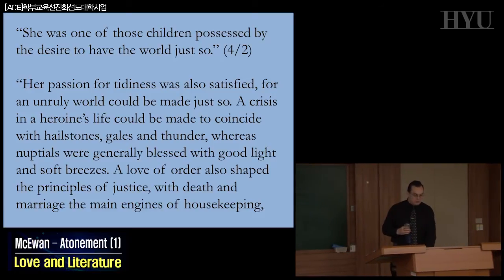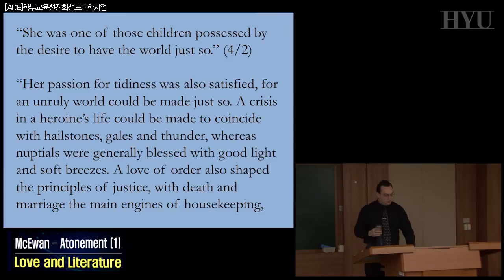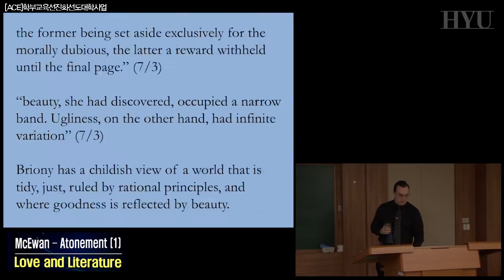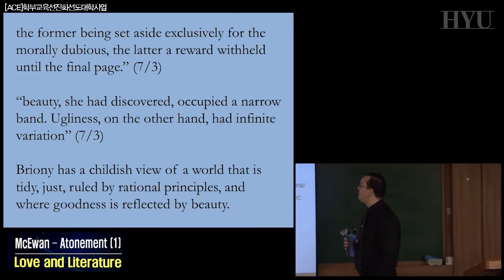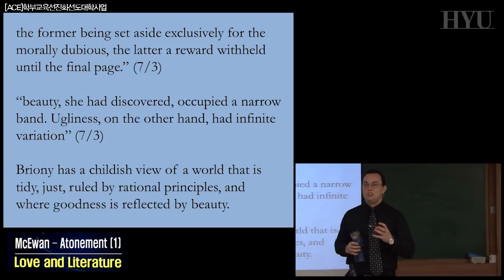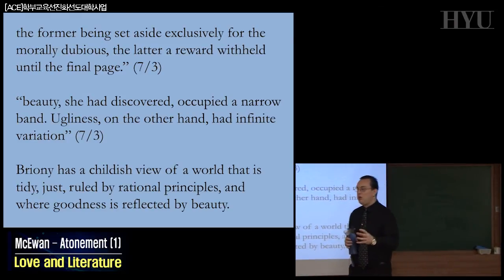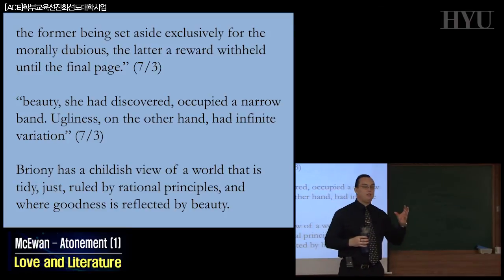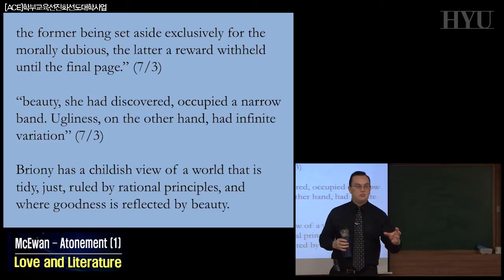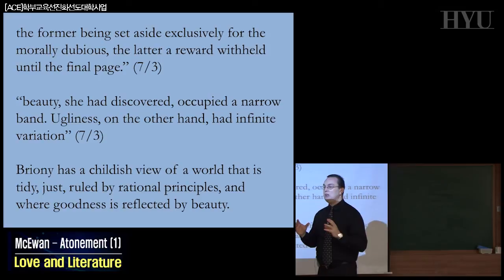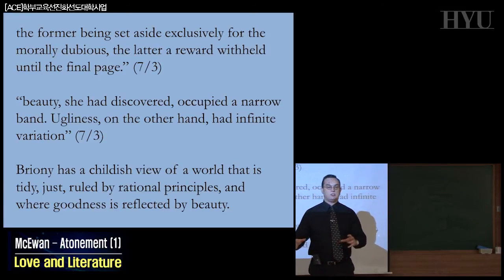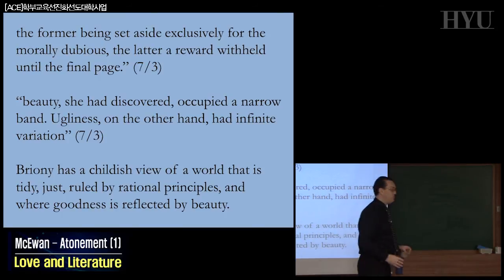A love of order also shaped the principles of justice, with death and marriage the main engines of housekeeping, the former being set aside exclusively for the morally dubious, the latter a reward withheld until the final page. So these ideas, that she can just control things, that she can impose order upon the world, that she can make everything conform to a system of justice that she wants to see, right? She thinks that because she can do these things in her childish imagination, she can also do them in the world, right? And this often turns out to be something that is not true.